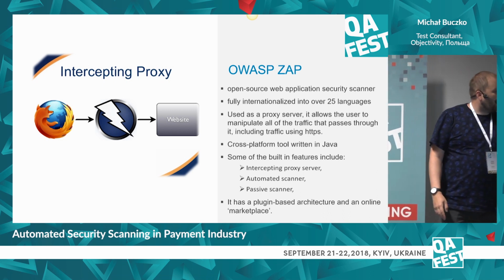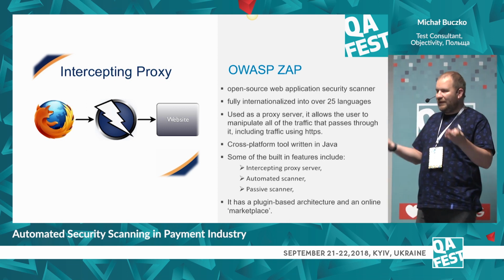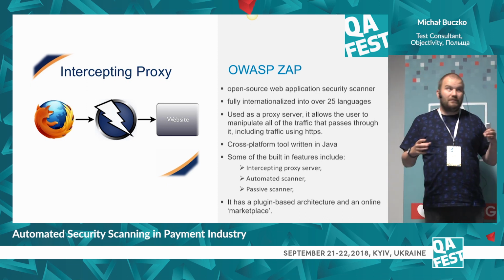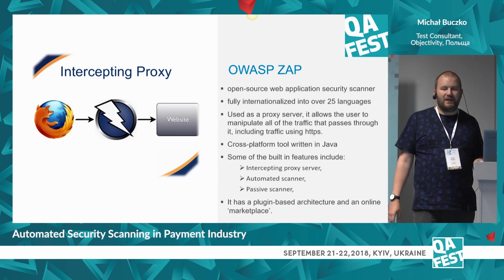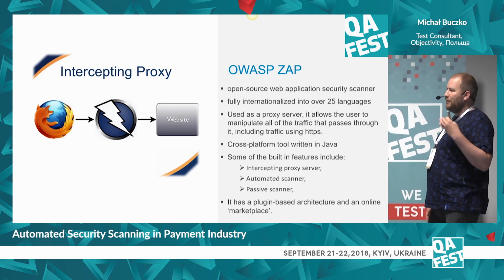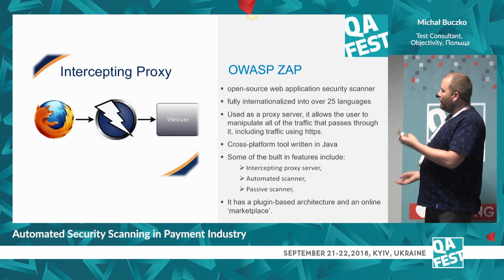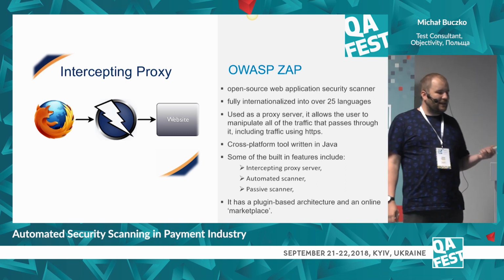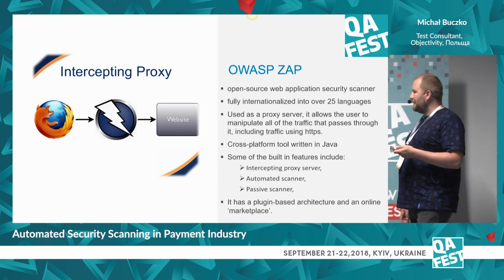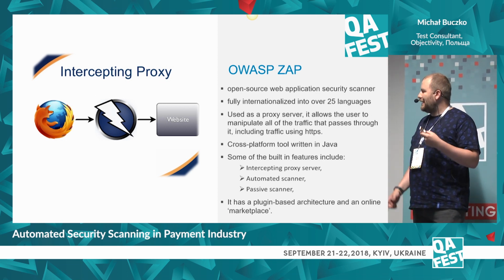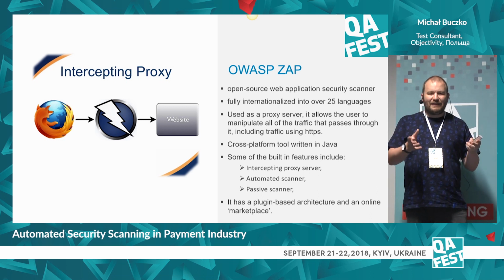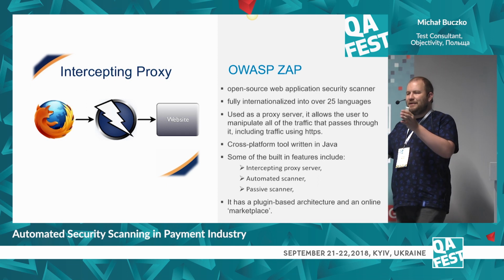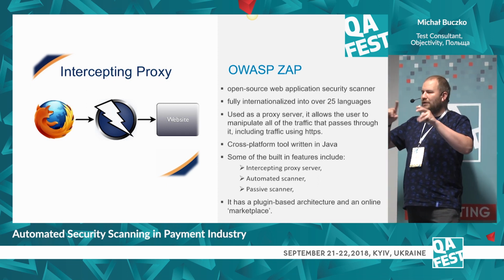This tool, OWASP Zap, is supported by the OWASP organization. This is an open source organization that has several projects in which they support everything that helps people build more secure software. It is fully internationalized to 25 languages. It has a lot of built-in features: an intercepting proxy, an automated scanner, which is an active scanner, and a passive scanner, which is a real-time scanning machine that runs when you are clicking on a web page.